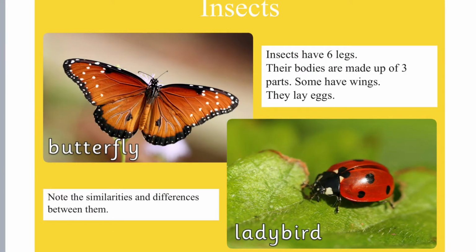Insects. Insects have 6 legs. Their bodies are made up of 3 parts. Some have wings. They lay eggs. Take a look at the butterfly and the ladybird. What's the same and what's different?